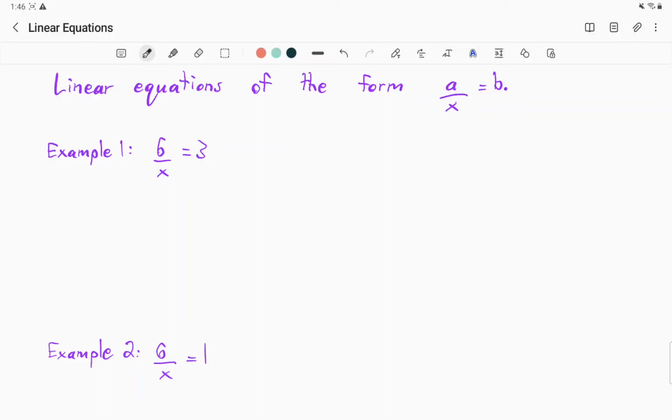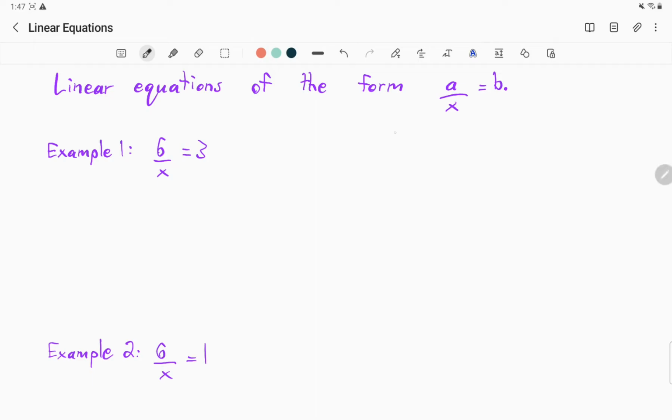Hello everyone. Today we're going to do a video on how to solve linear equations of the form a over x equals b, or otherwise known as a divided by x equals b. Here we're solving for x, that's our variable. A and b are going to be numbers in our examples, integers.